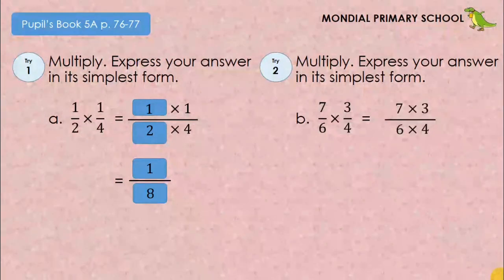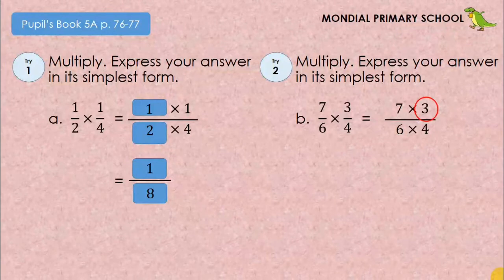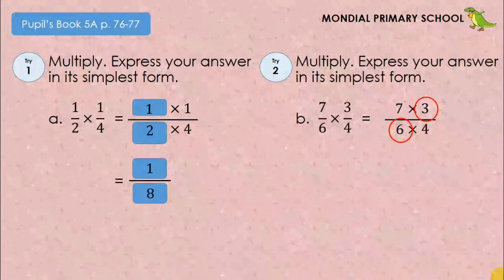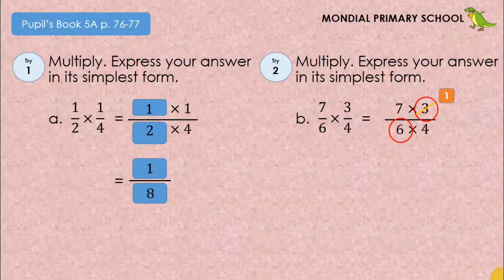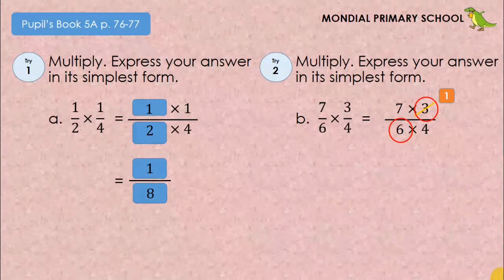Yes, the numerator 3 and the denominator 6 have a common factor that is 3. So, they can be divided by 3. Well done. 3 divided by 3 equals 1. Cross out 3 and write 1. Next, what is 6 divided by 3? 2. Right. Cross out 6 and write 2.